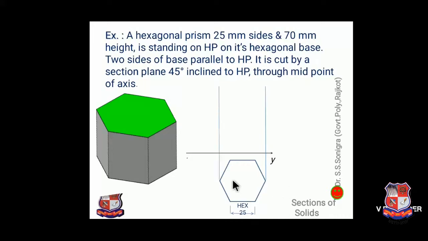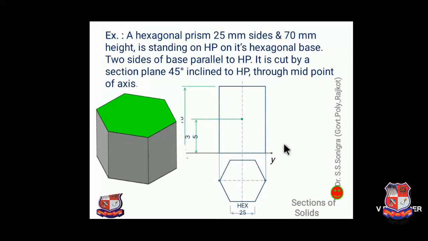Now take projections from the end points. Height is given as 70 mm, so this is 70 mm height. Right here 70 mm. It is hidden behind this solid. Then draw a rectangle. This rectangle represents the front view of the hexagonal prism. Draw its axis. We know how to draw this axis.